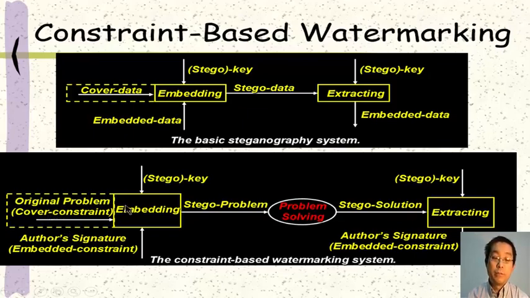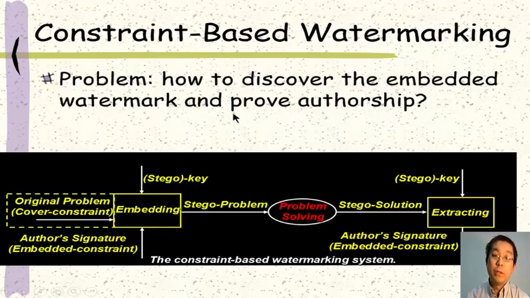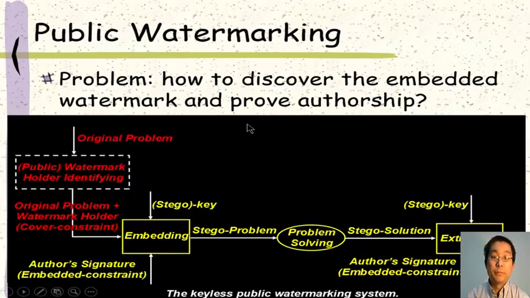However, the problem in this approach is how can we detect the embedded watermark and use it to prove the authorship. The public watermark approach solves this problem. In this approach, instead of hiding the author's signature everywhere in the original problem, we select certain places and then embed the watermark only on those certain places.